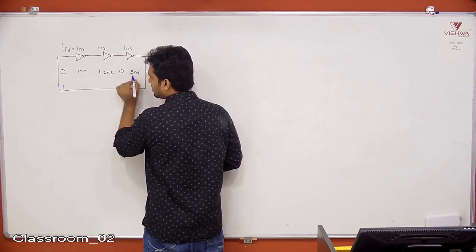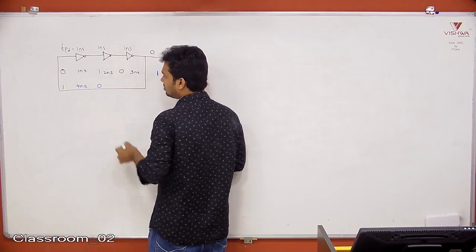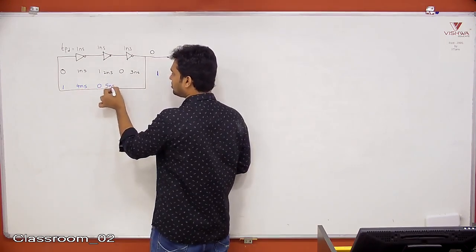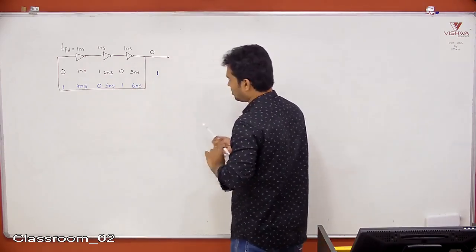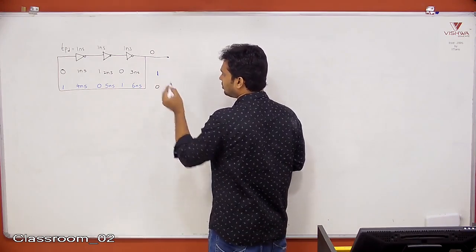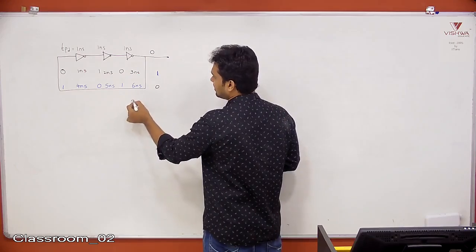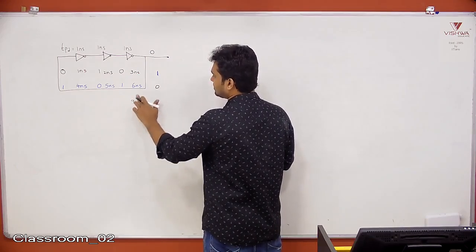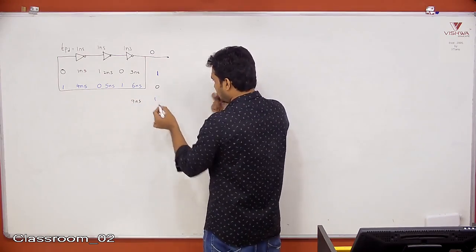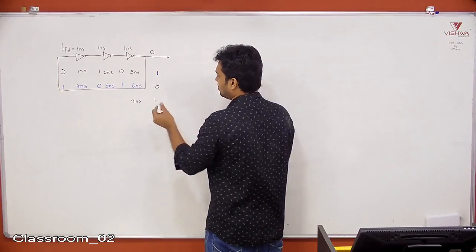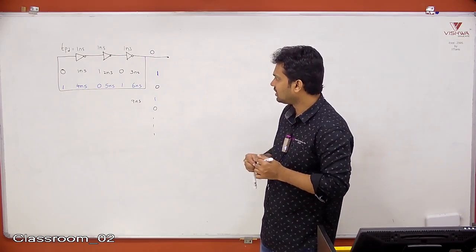After 1 more nanosecond, 3 plus 1, 4 nanoseconds, it is 0. Another 1 nanosecond, 5 nanoseconds, it is 1. 6 nanoseconds, it is 0. Now you can understand, it will go back, and after another 3 nanoseconds, that is at 9 nanoseconds, what will I get? 1. Next 0 and so on. So you can observe here the output is not constant.